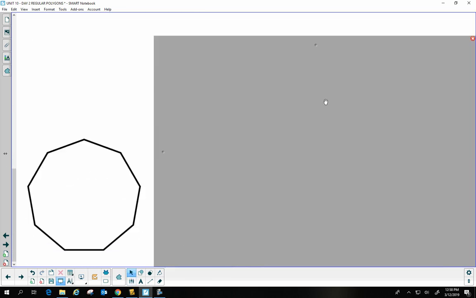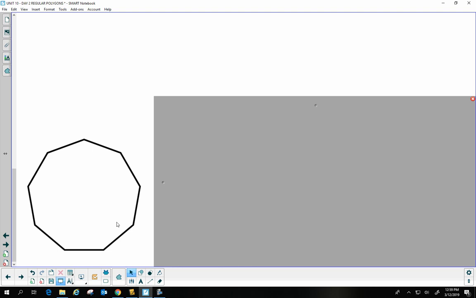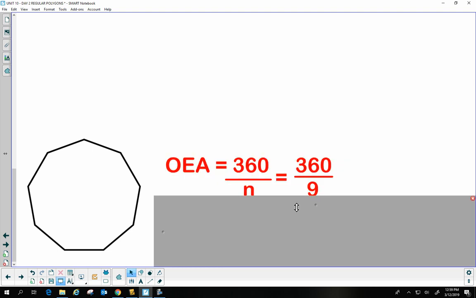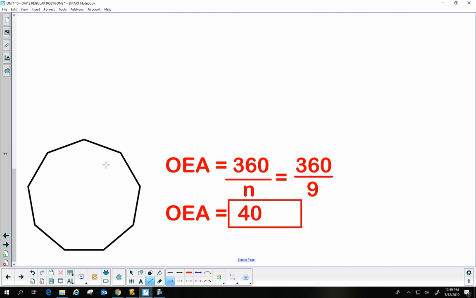So I want you to pause, and I want you to find one exterior angle measure in this nonagon. So we need to divide the total number of degrees, 360, by the number of sides, 9. And you should have gotten that each exterior angle is 40 degrees. So again, drawing an exterior angle, and if I were to measure it, that would be 40 degrees.